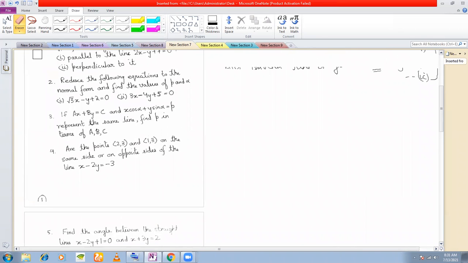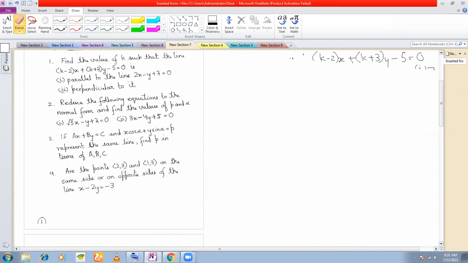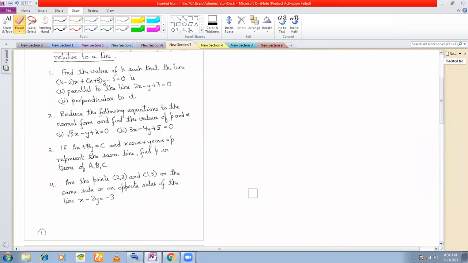The next question here is: reduce the following equations to their normal form. What is the normal form? x cos theta plus y sin theta is equal to p. That was the normal form, right? So 2, 1. Now remember, in order to reduce, the given equation is root 3x minus y plus 2 is equal to 0. Whenever you are reducing any equation in the general form to a normal form, you must keep the constant here positive. Okay, so write the equation in such a manner that the constant is positive.